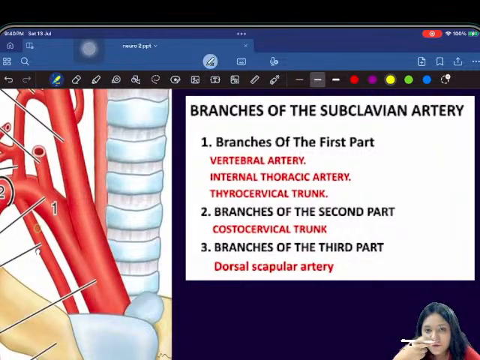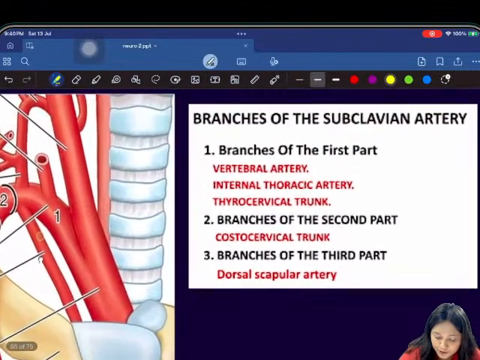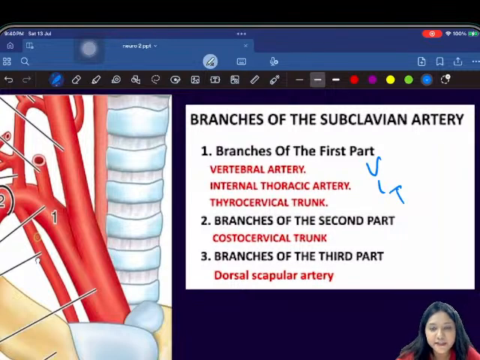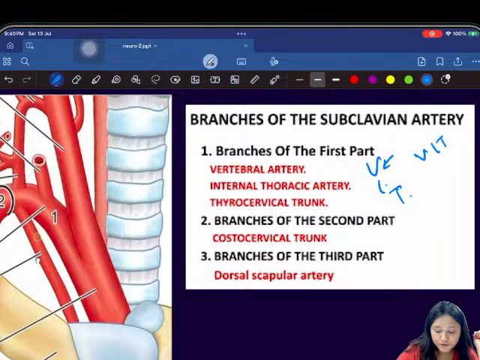The first part has your vertebral, internal thoracic and thyrocervical trunk. Okay, you know that there is an engineering institute, the Vellore Institute of Technology. So VIT is from the first part. From the second part it is the costocervical trunk, and the third part will be near the scapula, so it will be your dorsal scapular artery. So always try to remember: vertebral artery, internal thoracic, and thyrocervical trunk. The VIT, Vellore Institute of Technology.